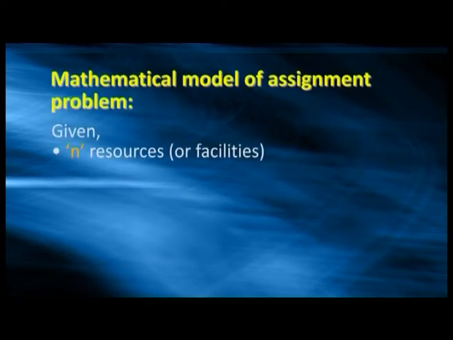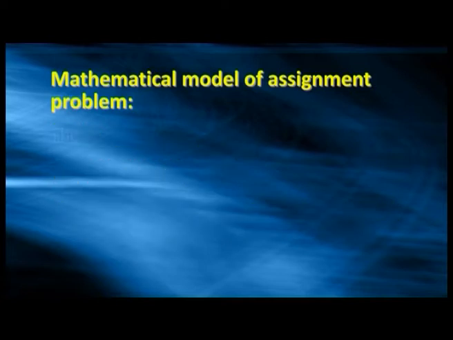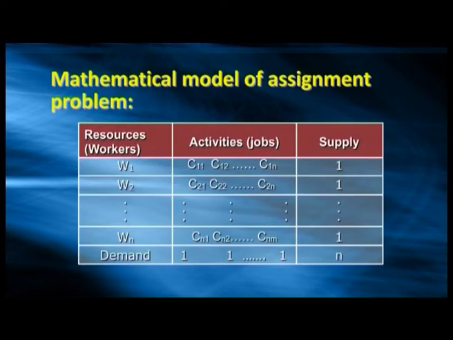Mathematical model of assignment problem. Given n resources or facilities, n activities or jobs, and effectiveness in terms of cost, profit, time, etc. of each resource for each activity, the problem lies in assigning each resource to one and only one activity so that the given measure of effectiveness is optimized. The data matrix for this problem is shown in the table.